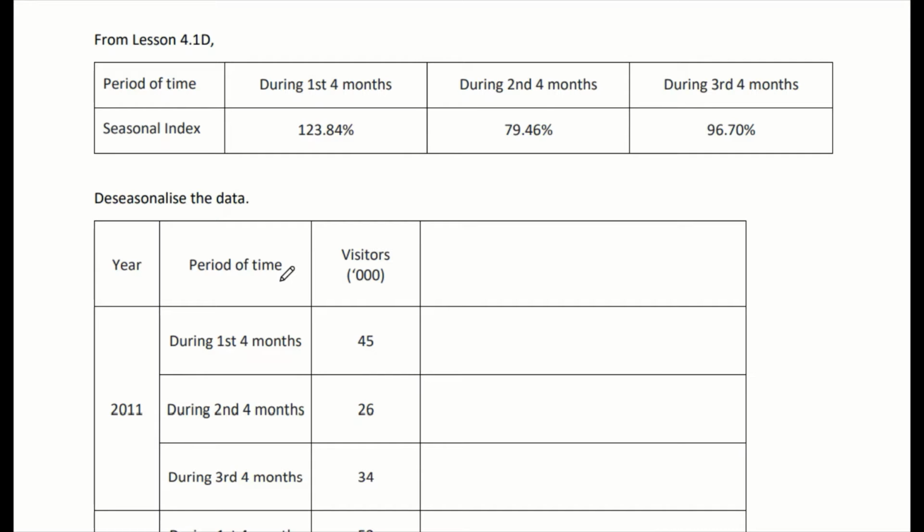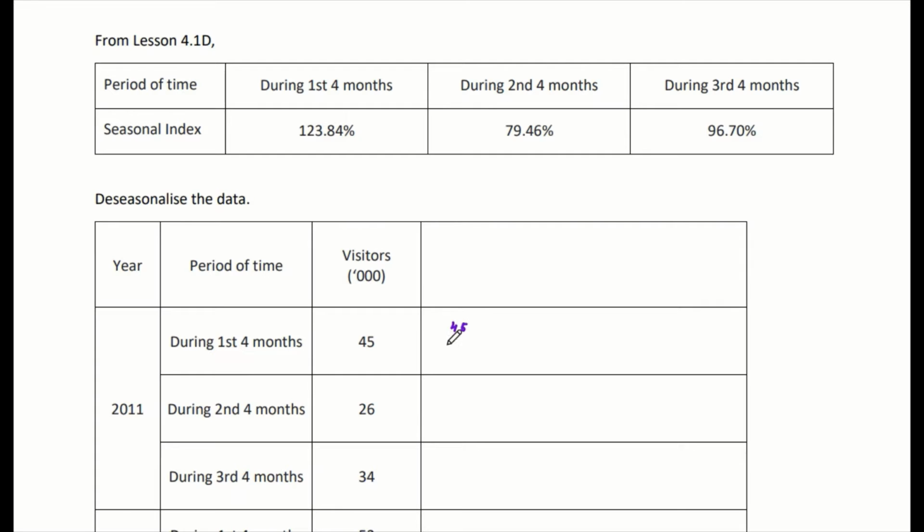What we need to do is basically divide the raw data by the respective seasonal index. How do you find the respective seasonal index? For example, this 45,000 refers to the number of visitors during the first 4 months of the year 2011. So the seasonal index aligned to this number will be the one for the first 4 months. You will be dividing by it. Remember that when you are doing division, your seasonal index must be in decimal. So this will be equal to 45 divided by 1.2384. Remember that when you use the seasonal index to deseasonalize, or in future to seasonalize, you are using the decimal rather than the percentage.